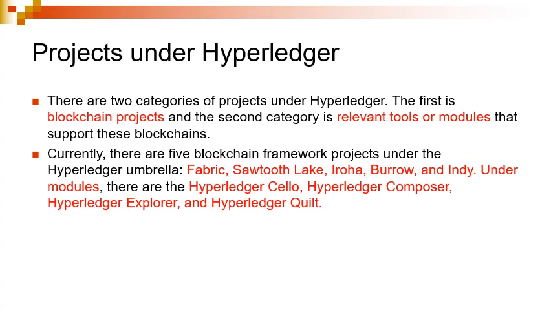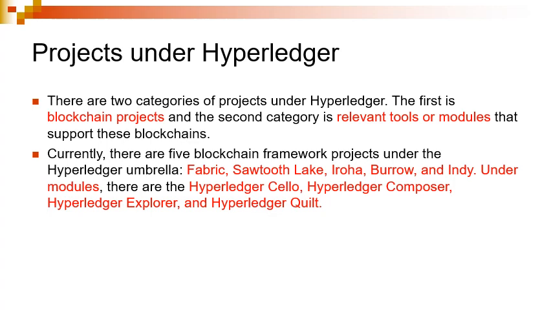So there are different projects under Hyperledger. There are two categories of projects under Hyperledger. The first is blockchain projects, and the second category is relevant tools or modules that support this blockchain. So there are various projects developed under Hyperledger, and the second category is relevant tools or modules that support these blockchains, and these relevant tools and modules we can choose as per our requirement. These are the plug and play type of modules. If we require the module, then we can plug that module into our blockchain. If we don't require that module, then we will not use it.